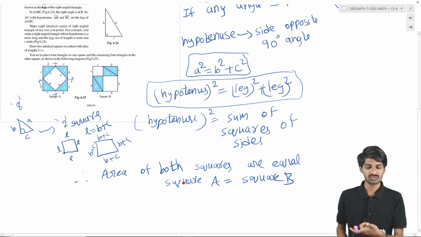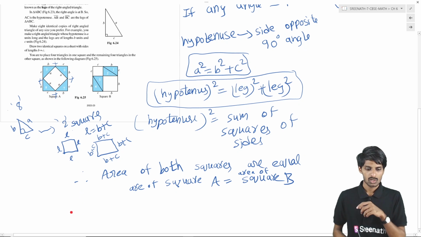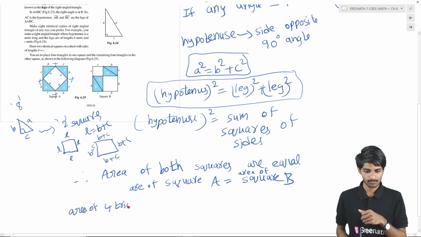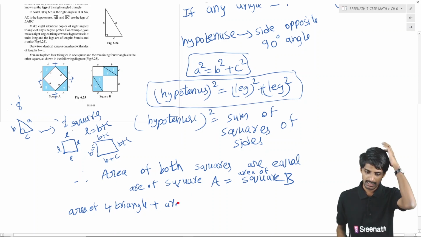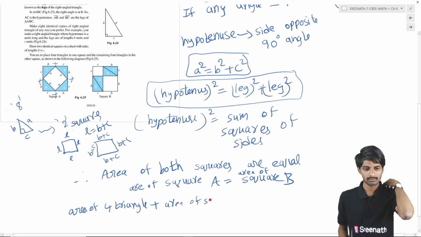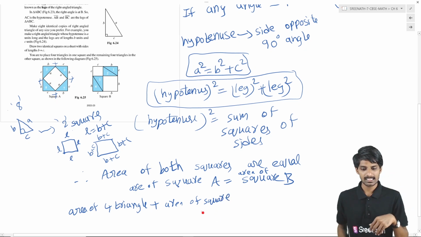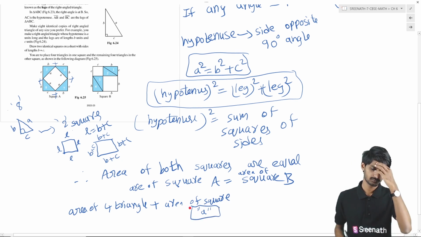So, how can we write it? The area of square A is equal to the area of square B. We know that in square A there are four triangles and one square. So the area of four triangles plus this total square area equals the area of the four triangles and the area of a square, whose side length is A. Okay, students.